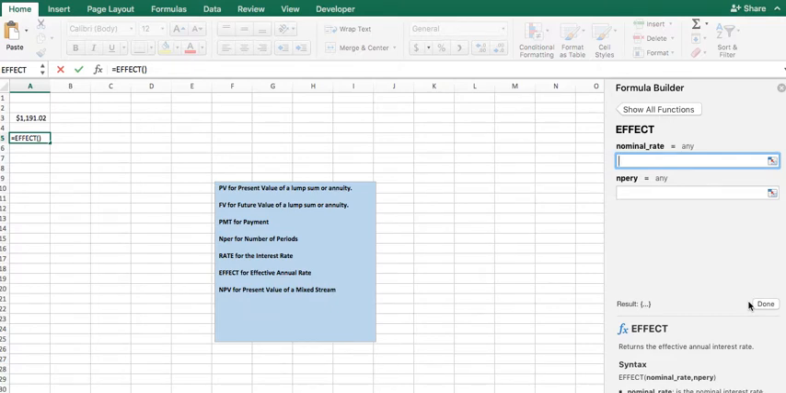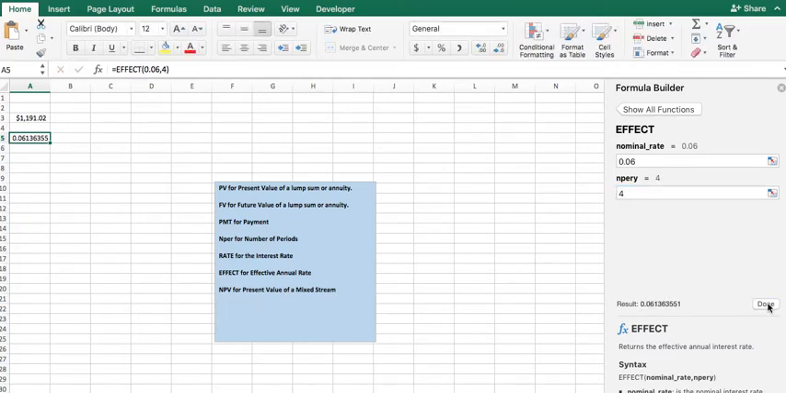So if our nominal rate annually is 6%, 0.06, and let's say we are going to compound quarterly, so the number of periods per year is 4, then that would give us an effective annual rate of 6.14%. So as we would expect, it's greater than 6% since there's more frequent compounding than just annual compounding.